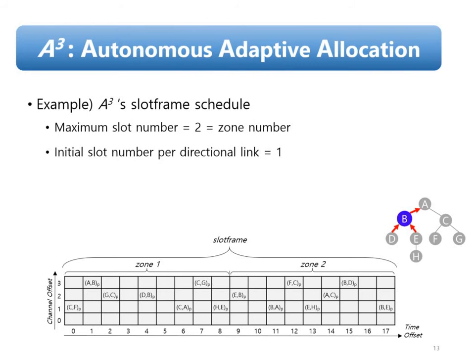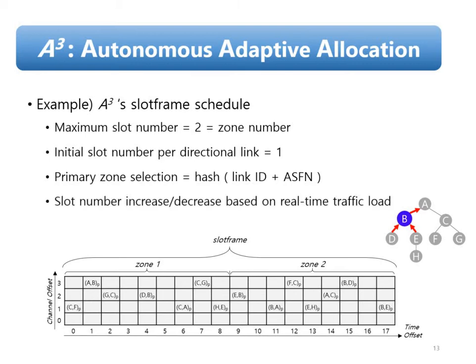At first, only one slot is allocated for each directional link, and the hash function is used to select the primary zone where the default slot of the link is scheduled. Thereby, each node has a different primary zone and default slots are distributed over the slot frame. Based on the real-time traffic load, the sender and the receiver adaptively increase or decrease the slot number in an autonomous way. Newly allocated slots are scheduled at the secondary zone to well distribute traffic over the slot frame.